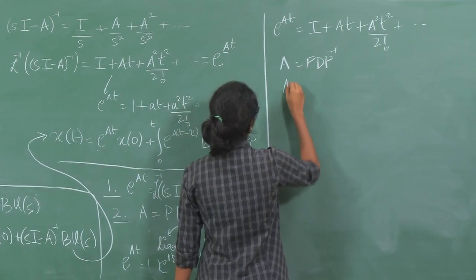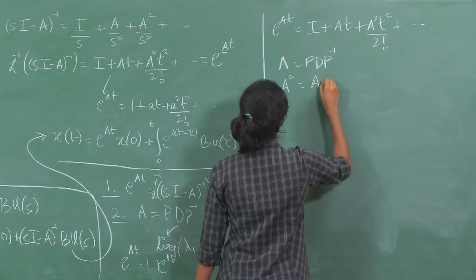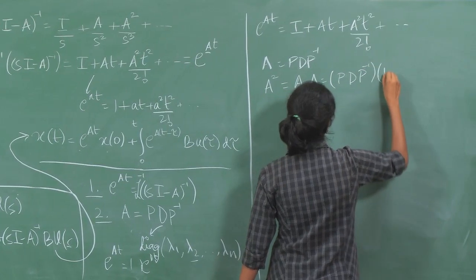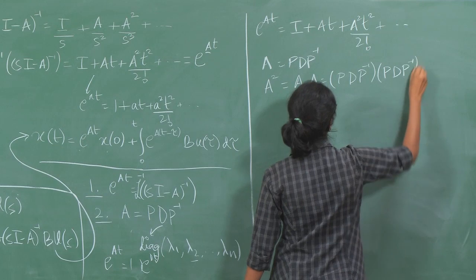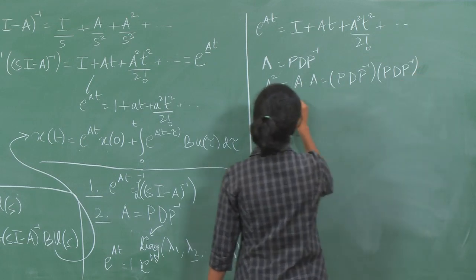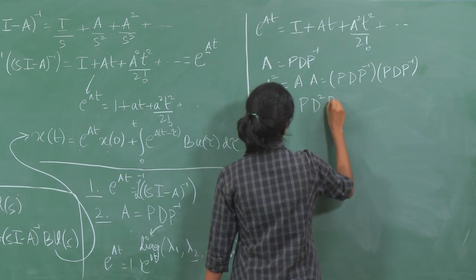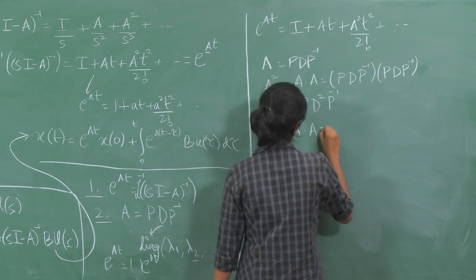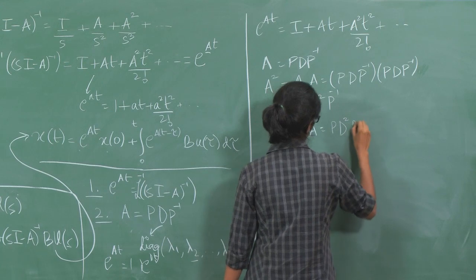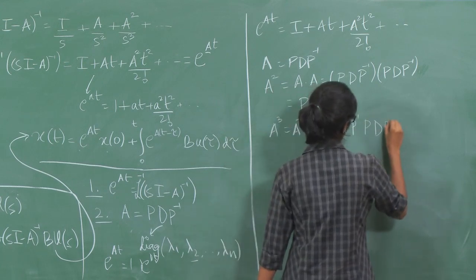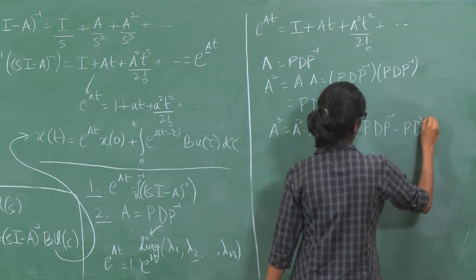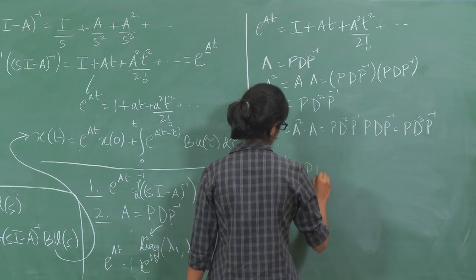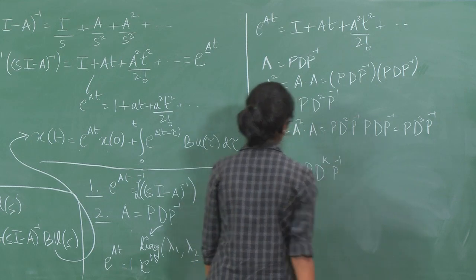Yeah, so A is P D P inverse. A square is just A into A, which is P D P inverse into P D P inverse, which turns out to be P D square P inverse. Similarly, A cube is A square into A, which is P D square P inverse into P D P inverse, which is again P D cube P inverse. So, in general we can say that A power k is P D power k P inverse.